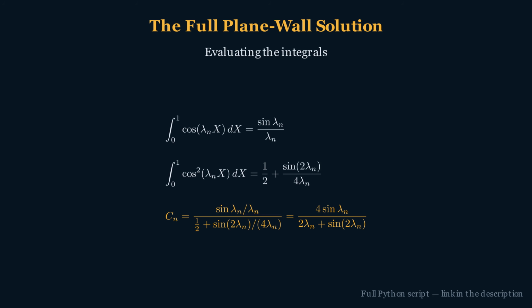Both integrals are standard. The first is a direct antiderivative of cosine, the second uses the half-angle identity for cosine squared. Dividing one by the other and simplifying the fraction gives Cn in closed form, depending only on lambda n, which in turn depends only on the Biot number. This is exactly the formula we'll use in Python, now fully derived rather than just handed to you.